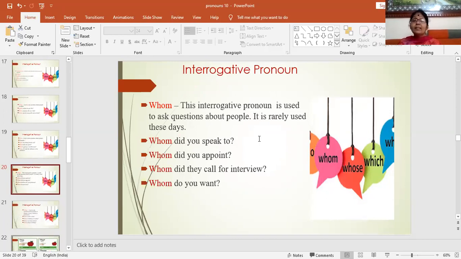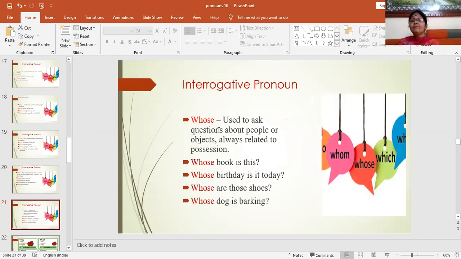Whom. The interrogative pronoun whom is used to ask questions about people only. It is rarely used these days, but they use it. Let us see how. Whom did you speak to? Whom did you appoint? Whom do they call for the interview? Whom do you want? So see, we use who and whom for people. We use what and which for people as well as objects, right?